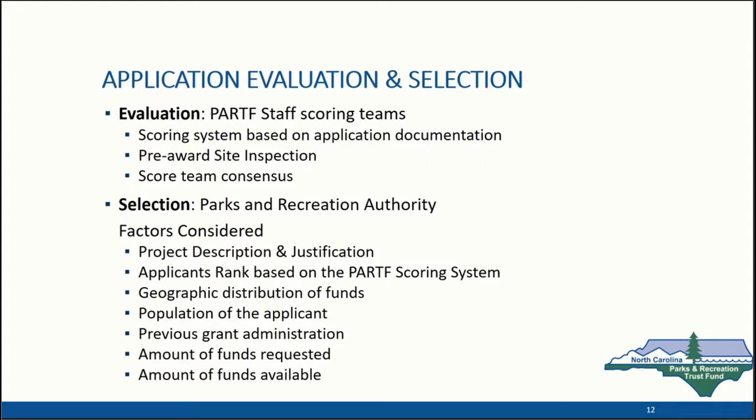The selection part of grants is from the Parks and Recreation Authority. Factors that they consider based on law, on the administrative rules, are they use the project description and justification that you submit. The applicant's rank based on the scoring system. That's one factor. The other factor is they must look at geographic distribution of funds. So they need to spread the money out across the state. Also consider the population of the applicant, so that it goes to small communities and large communities. It needs to be spread out.